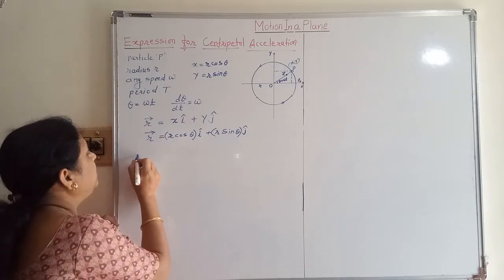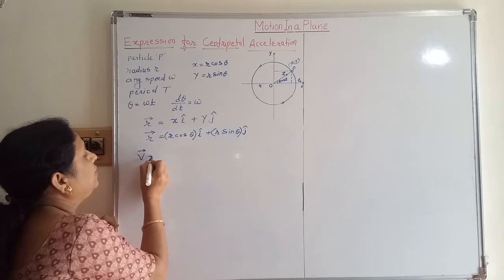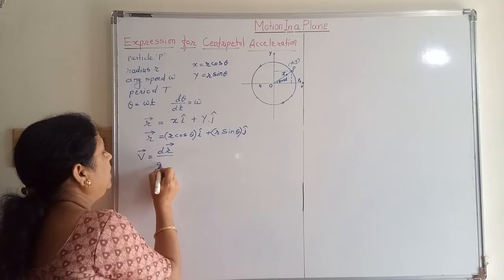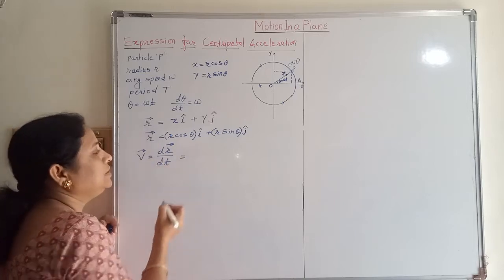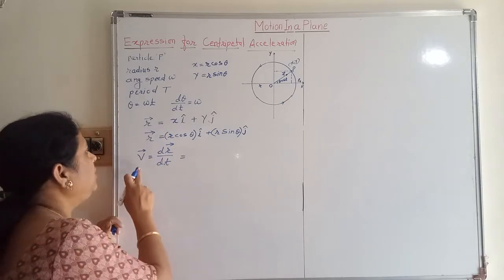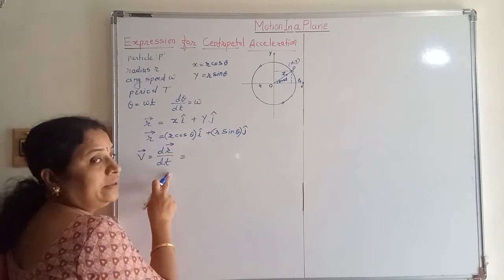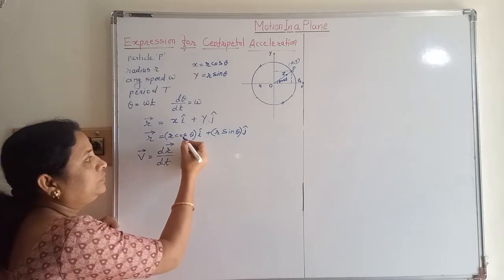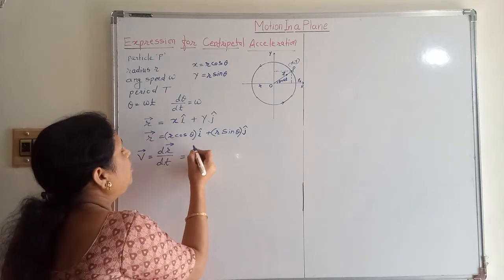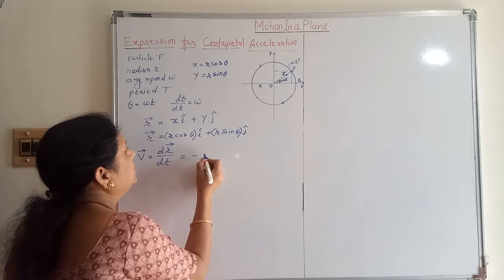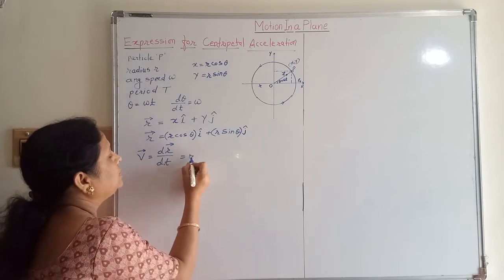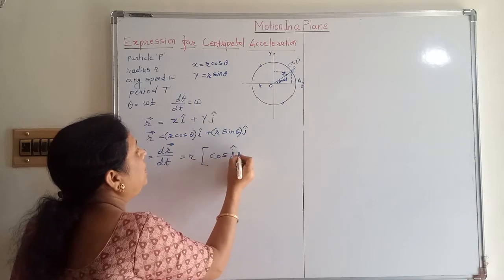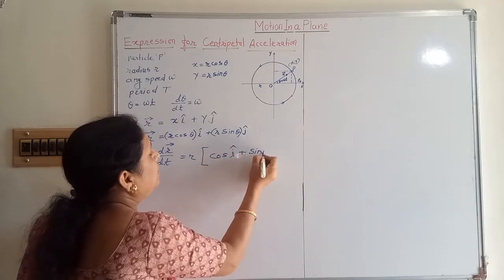First we find the velocity. The linear velocity is the rate of change of the radius vector, so v is equal to dr by dt. Now when I take the derivative, I take r common, and in the bracket I can write cos theta into i plus sin theta into j.